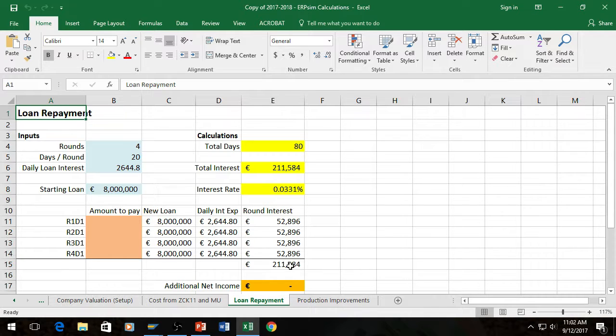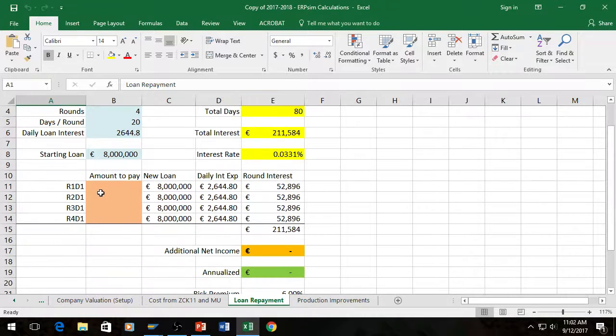And what we're doing with this loan repayment is we are figuring out how to increase our net income by reducing an expense. So that's all this calculation is coming up with. So we know, given the base here, that there will be 211,584 euros throughout the entire 80 days. So let's see what happens if we start paying it down.